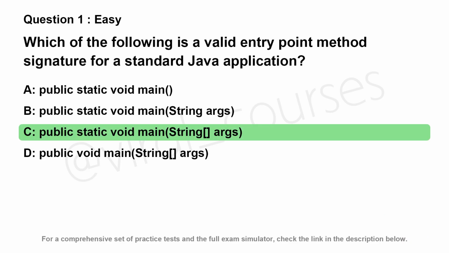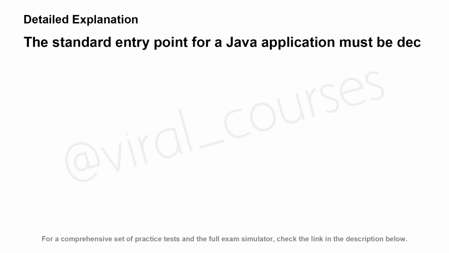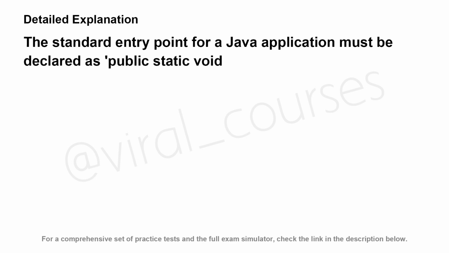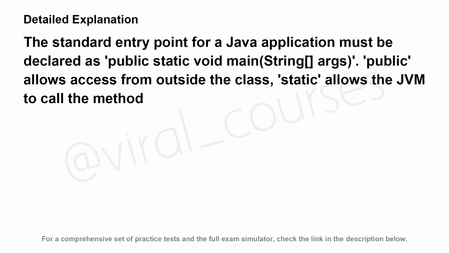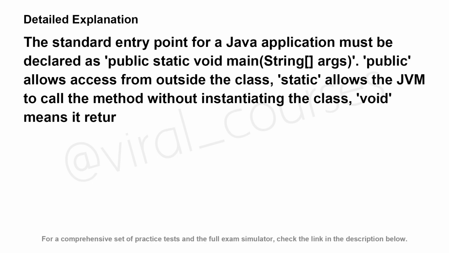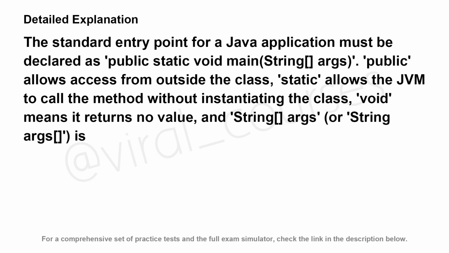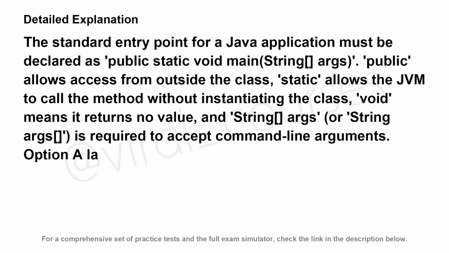The correct answer is C. The standard entry point for a Java application must be declared as public static void main, String[] args. Public allows access from outside the class. Static allows the JVM to call the method without instantiating the class. Void means it returns no value. And String[] args is required to accept command line arguments.